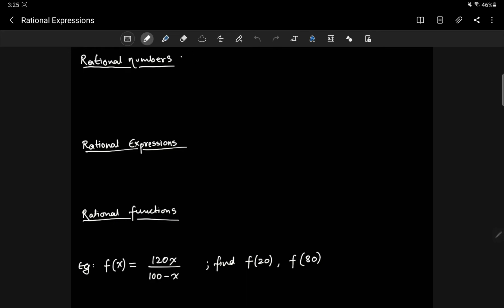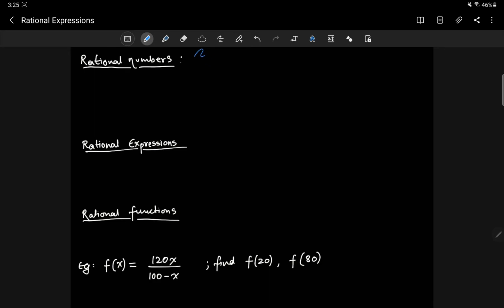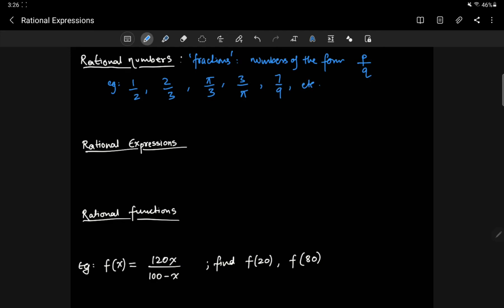As a motivation, I just want to remind you of the definition of a rational number. These are what you know as fractions, right? Basically, these are numbers of the form P over Q, for example 1 over 2, 2 over 3, pi over 3, 3 over pi, 7 over 9, etc. A rational number has two components, which are called the numerator and the denominator.